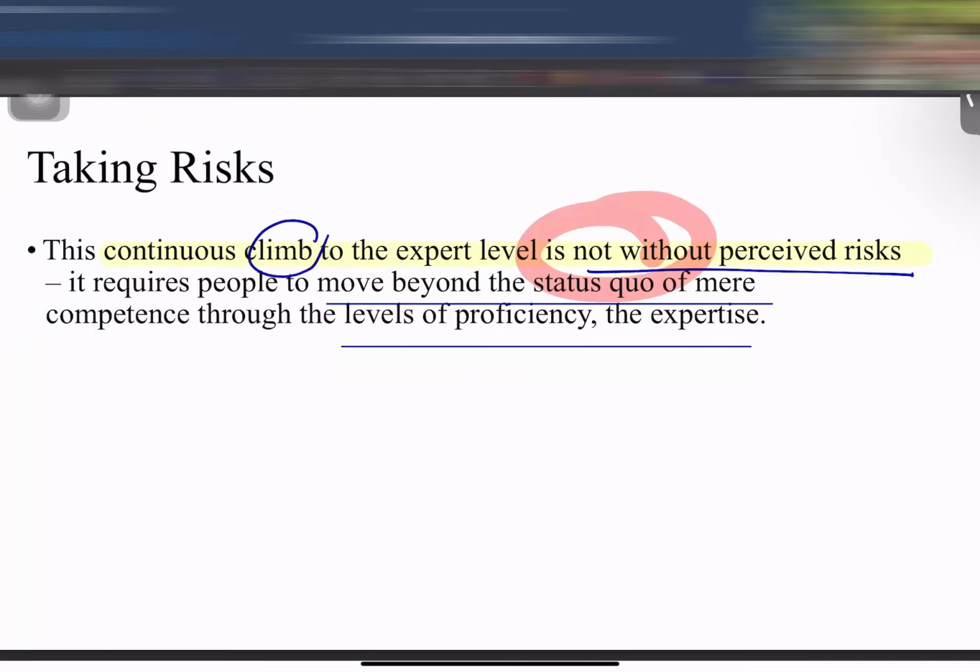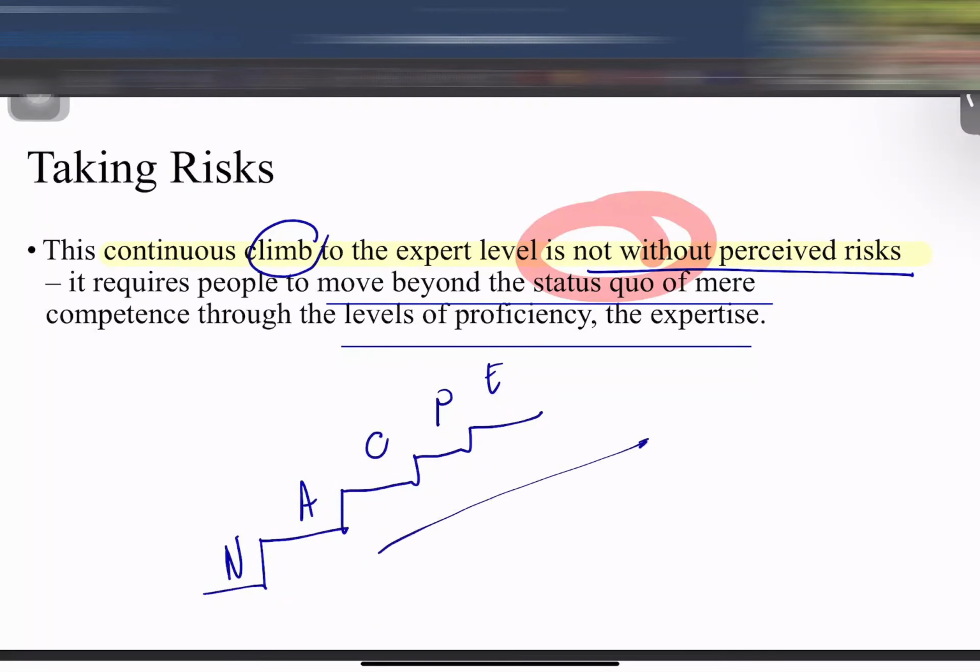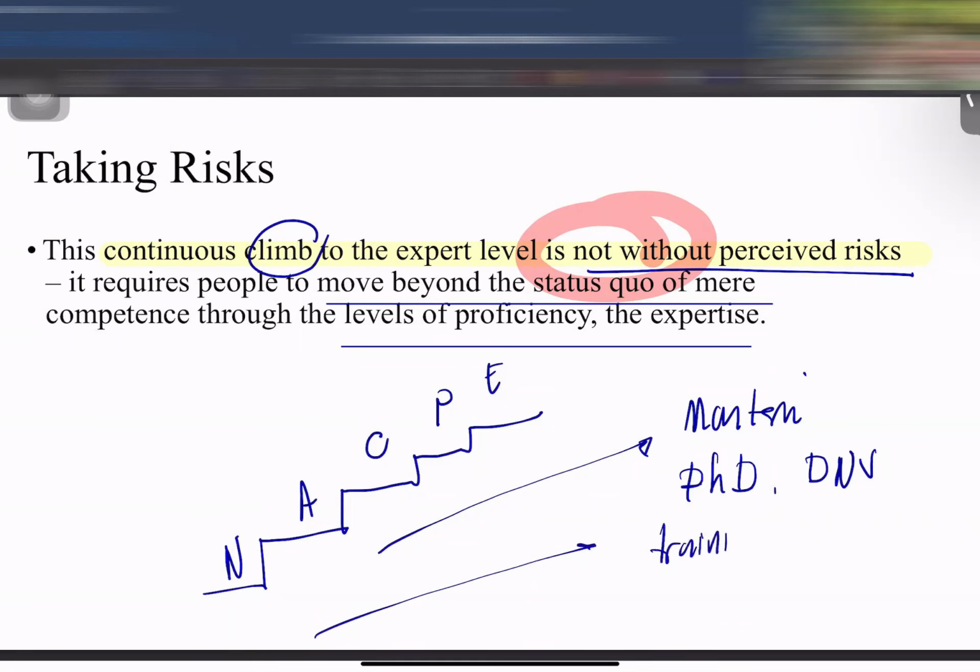Okay? If you want to become an expert, if you want to go up the ladder from novice to expert, you need to take risk. Class, in our profession, for example, some of us are taking a master's degree. Some of us, class, are taking a doctoral degree, your PhD, your Doctor of Nursing Science. So it entails additional expenses and additional workload on our part. Other than that, class, you need to undergo additional training and additional exposure to several instances.